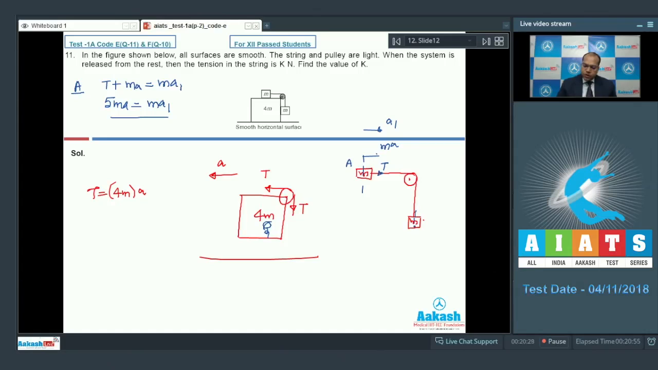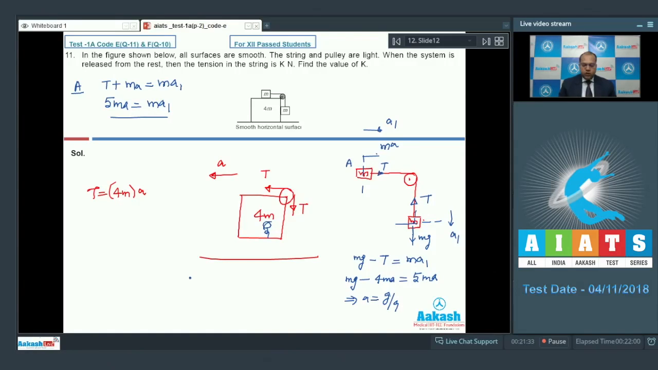If I write the equation for this block in the vertical direction at this moment, mg will act in this direction and T will act in this direction, and it is moving downward with acceleration a1. So if I write the equation, that comes out to be mg minus T is equal to m into a1. If I substitute the value of m, a1 and T in this equation, then I get mg minus 4ma is equal to 5ma. So from here, the value of a comes out to be g by 9.